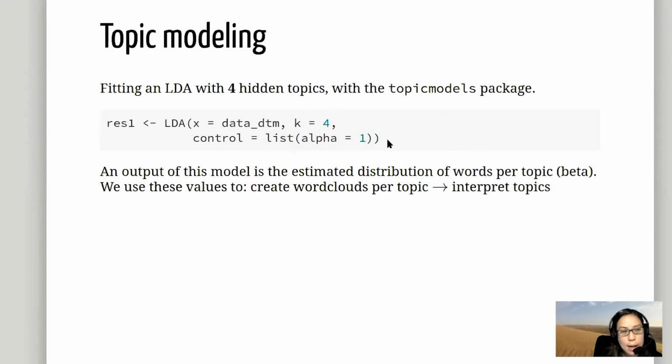There's a question. Yes, you can see it as a clustering algorithm. It's similar to a Gaussian mixture model.